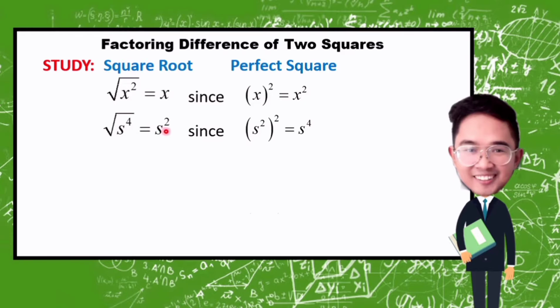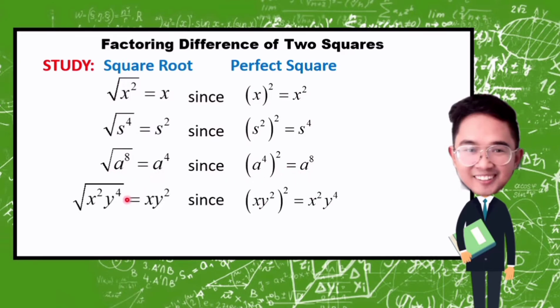Do you understand? Now, let's have square root of a raised to 8 is equal to a raised to 4, since the quantity of a raised to 4 to the power of 2 is equal to a raised to 8. Square root of x squared y raised to 4 is equal to xy squared. Again, we need to divide the exponent of the variable by the index of the radical sign. 2 divided by 2, that's why we have 1 here. And 4 divided by 2 is 2.